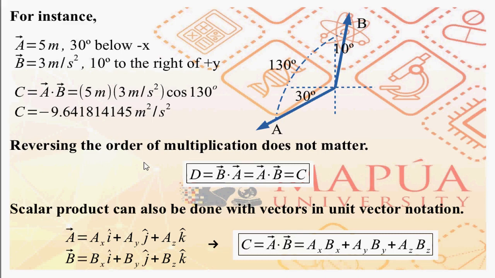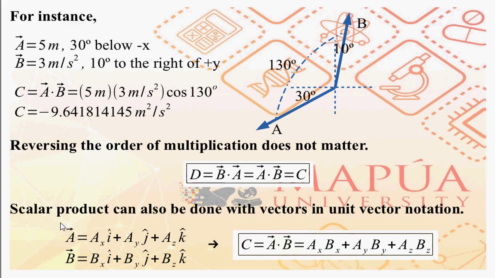Reversing the order of the multiplication does not matter. It doesn't matter if B dotted with A or A dotted with B, as long as you have the same vectors A and B, that will give you the same answer. So if D is equal to B dotted with A and C is equal to A dotted with B, that means scalar quantity D is just equal to scalar quantity C. The order in which you multiply the vectors using scalar product does not matter.